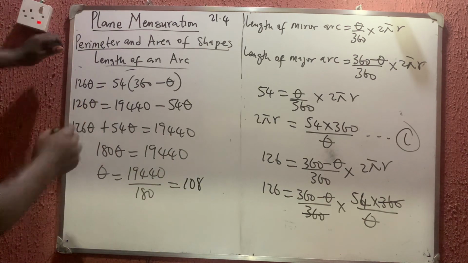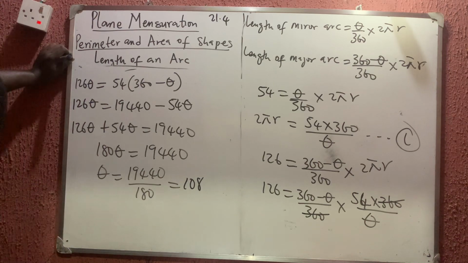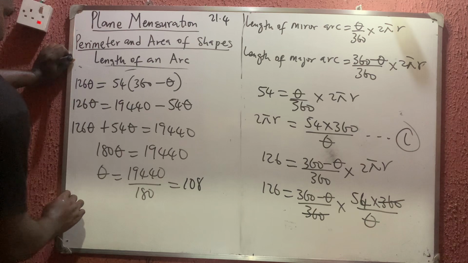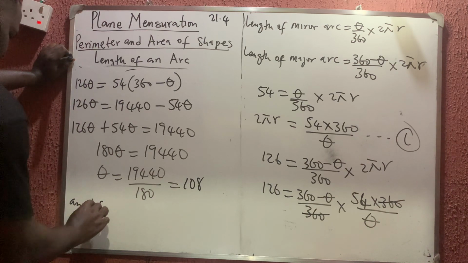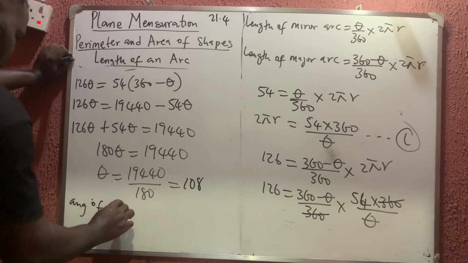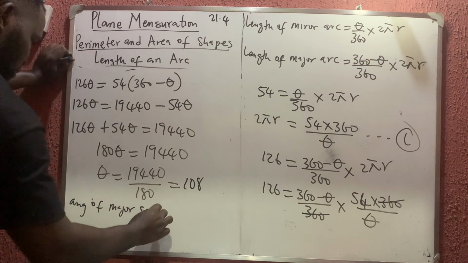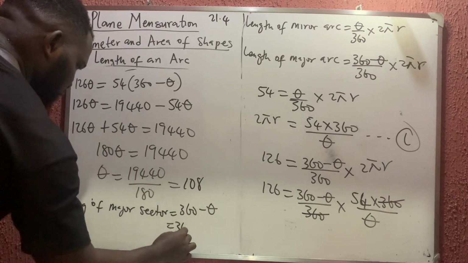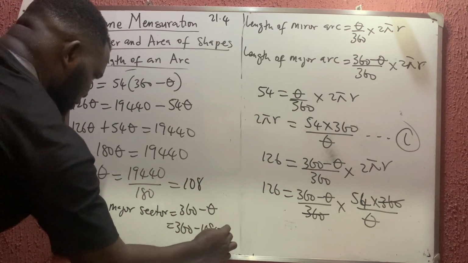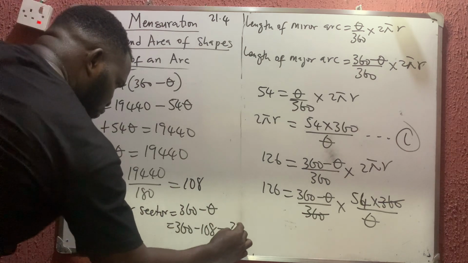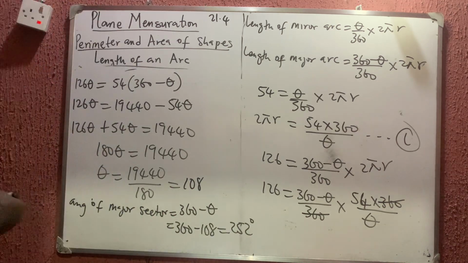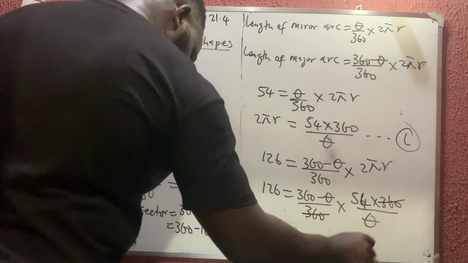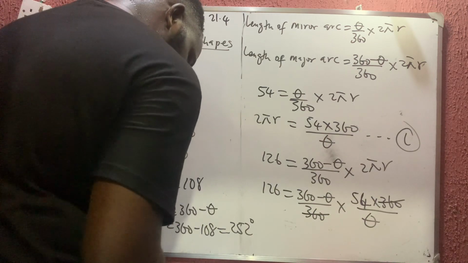So therefore, the other one will now be 360 minus 108. So the angle of the major sector will now be 360 minus theta, which is 360 minus 108, which will give you 252 degrees. So that is that for that, 252 degrees.